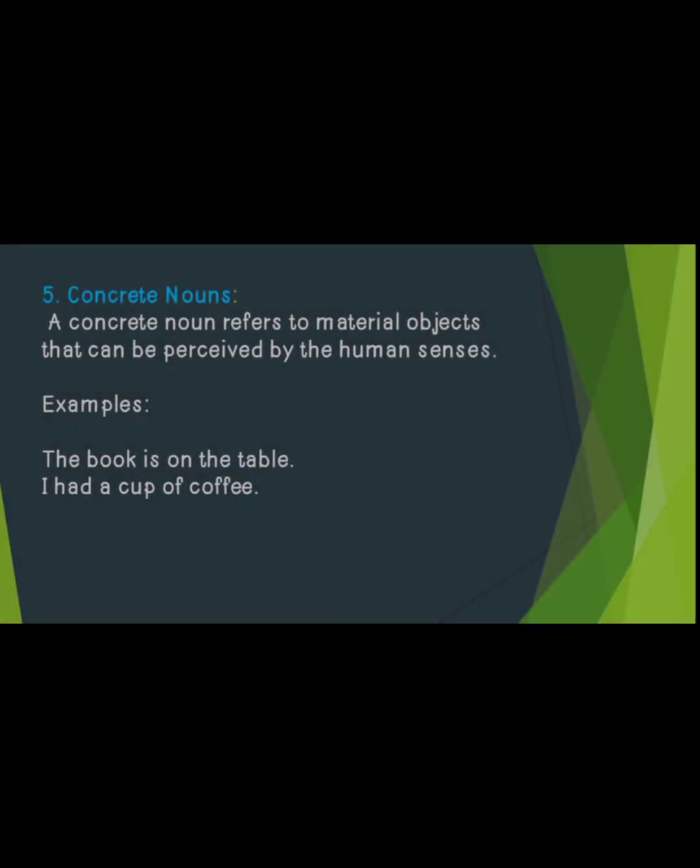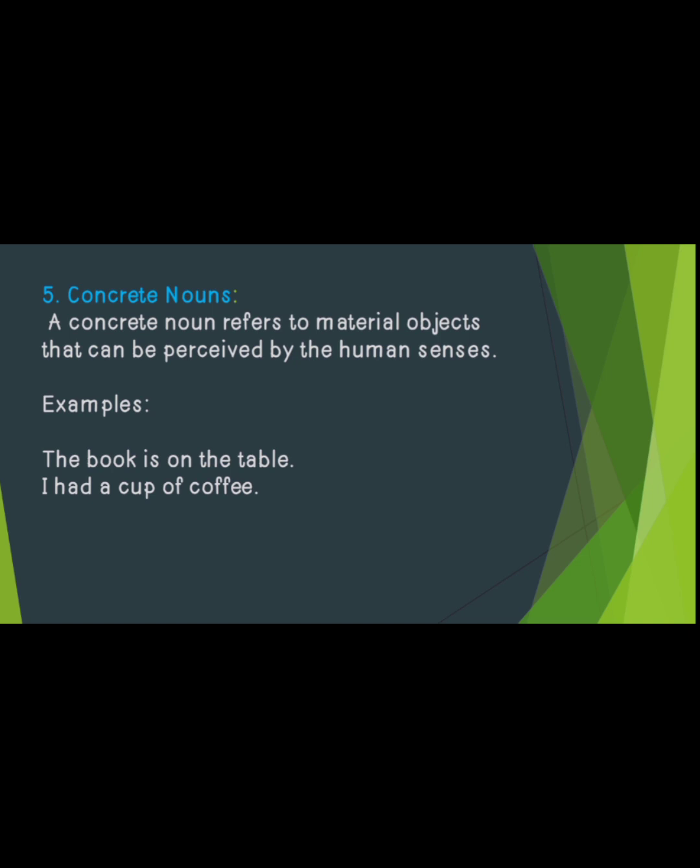On to the fifth category, the concrete nouns, which are the vice versa of the abstract nouns, because concrete nouns are those nouns that can be perceived by the human senses. Which are the human senses? The sense of feeling, touch, hearing. Something that you can hear, something that you can touch, something that you can taste. All those are called the concrete nouns.